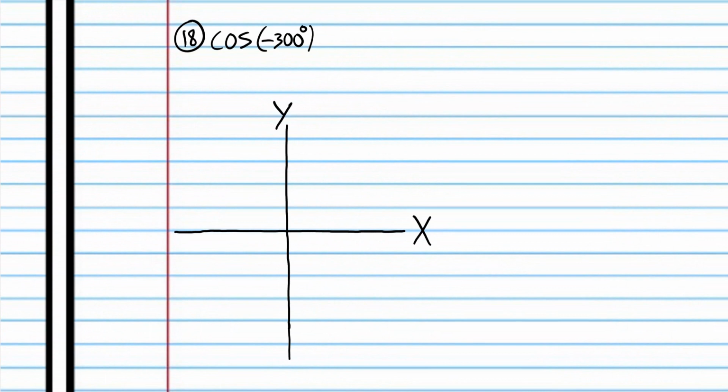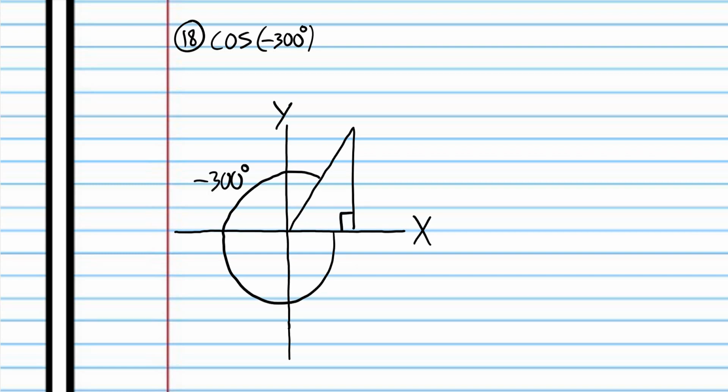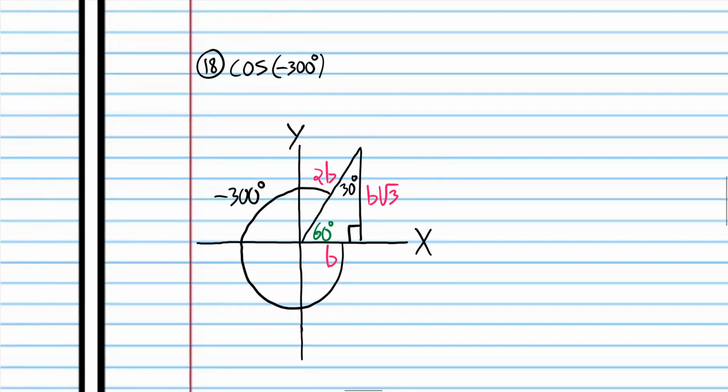All right, we're back. So we're going to rotate clockwise 300 degrees, and that's going to get us to about here. And the reference angle is going to be 60 degrees. By the triangle sum theorem, this angle must be 30. And if the side opposite 30 is b, then the side opposite 60 is b root 3, and the hypotenuse is 2b by the 30, 60, 90 degree triangle theorem.